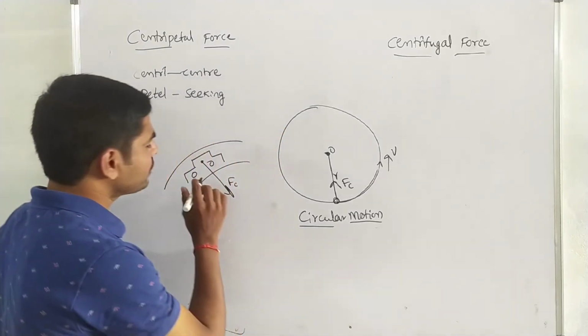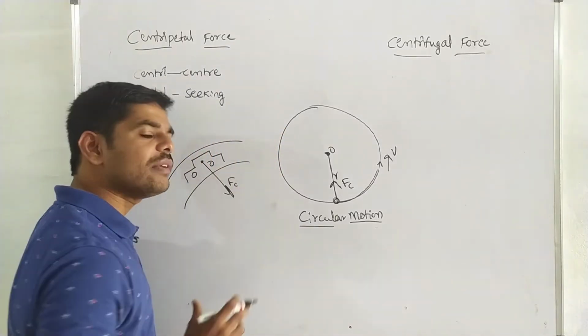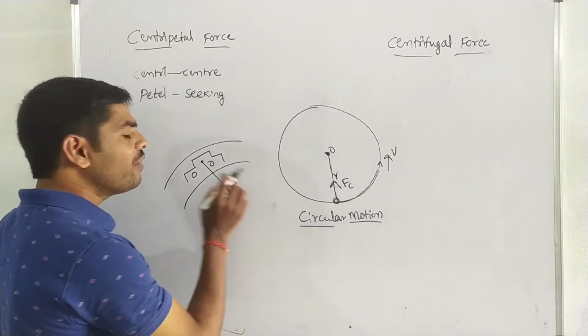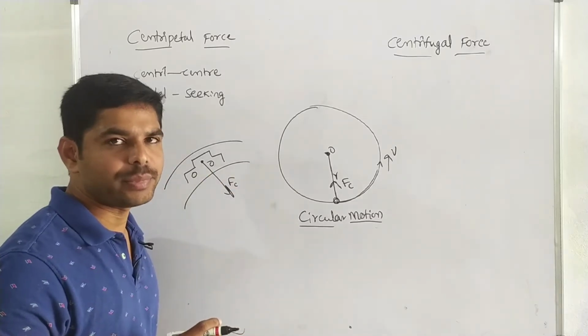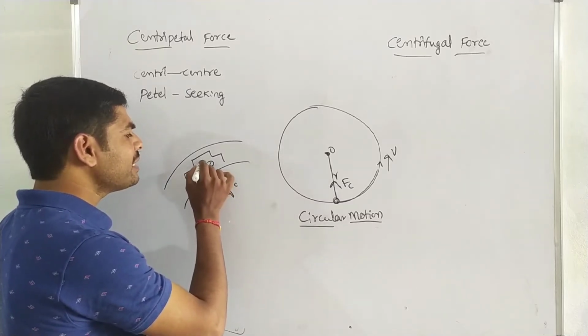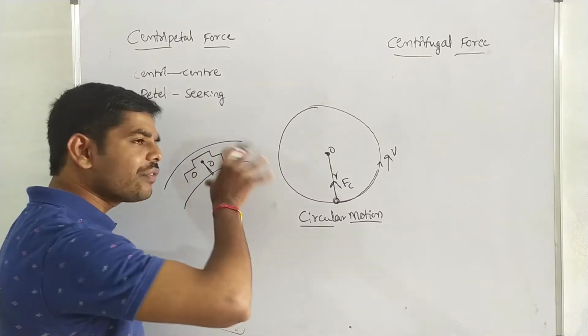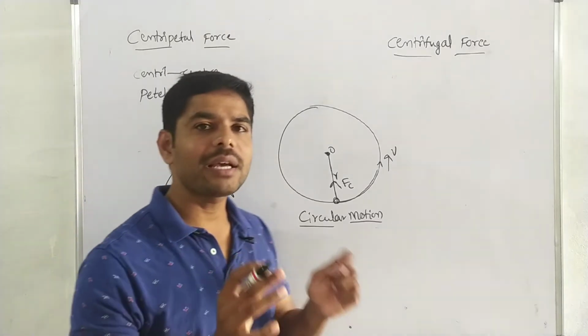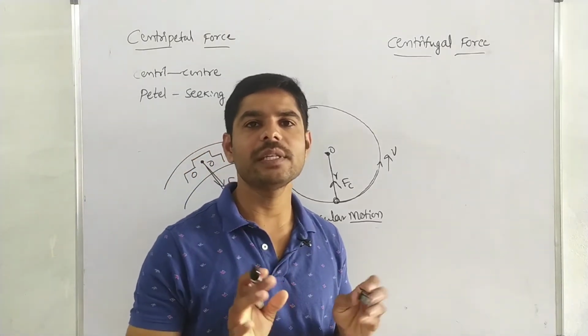To travel safely on a curve road, we need one force, that is centripetal force. Which means the car will always be acting towards the center, so when curving or banking roads come, we experience centripetal force there.